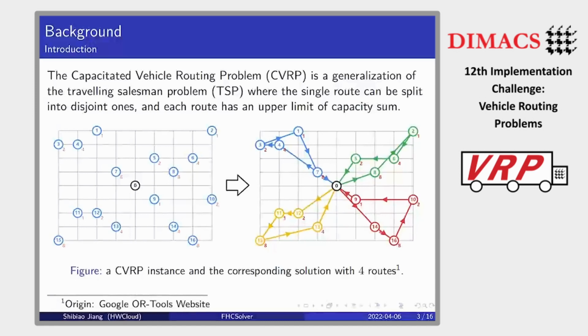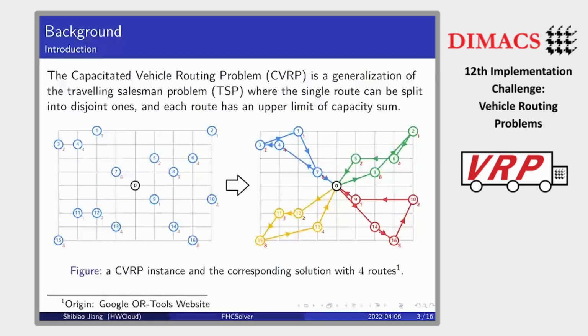The capacitated vehicle routing problem is a generalization of the traveling salesman problem. You know, TSP is a very popular problem in operations research. And in CVRP, the single route can be split into disjoint ones, and each route has an upper limit of capacity sum.